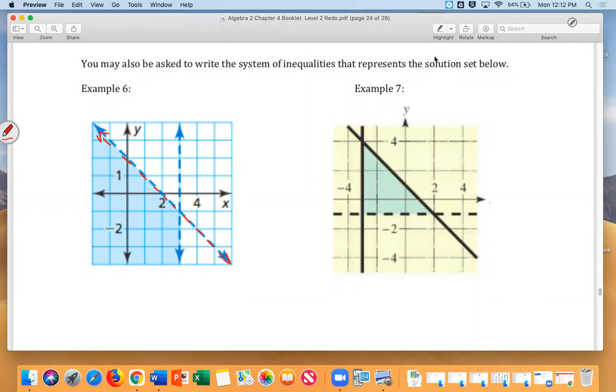This line is dotted, right? And am I shading above it or below it? Below. So y is going to be less than. Now I need two things. I need my slope. So it goes through the corner of the box there. Let's just say there. So my slope is down 2 to the right 2. So my slope is -2 over 2, which is -1. So y is less than -x. And what is my y-intercept? Well, that's 2. So plus 2.